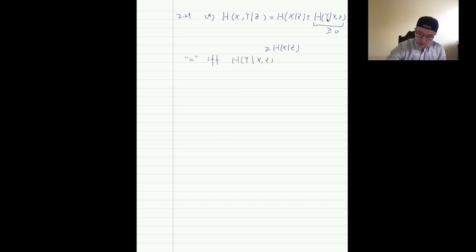So this is 0. So this means that y is a function of, maybe that the same thing, right? Or a function of x and z. Okay, and then we're done.